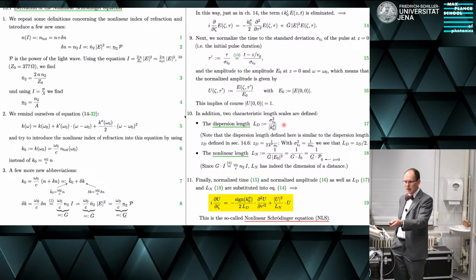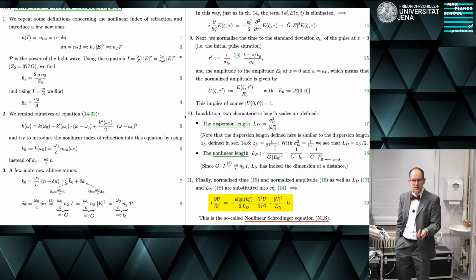Also here we have femtoseconds squared. The femtoseconds squared cancel, and so you see that this thing here indeed has the dimension of length. So this quantity is actually a length.